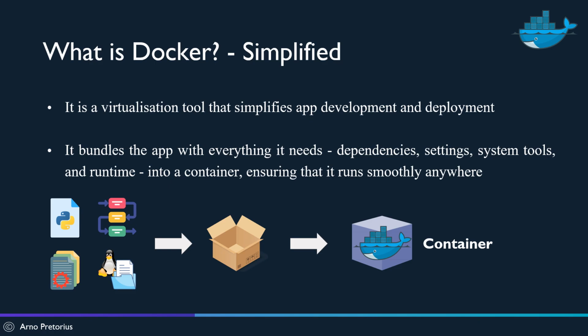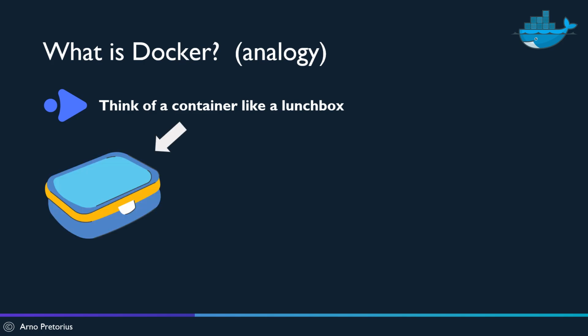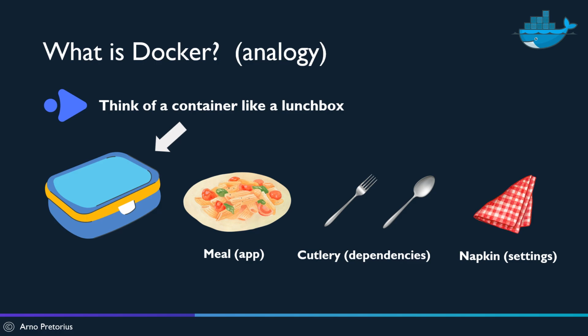Okay, now let's go on ahead and make this simpler by looking at an analogy. So try to think of a container like a lunchbox. Okay, so you would have your lunchbox, and then in your lunchbox you would have your meal. This could be seen as your app or your application. Then you would have your cutlery. So this can include, of course, your forks and your spoons. This will be your dependencies. And then you would have your napkin, and this can be seen as the settings. Right, so that is the simplest way in which we can go ahead and look at what Docker is.